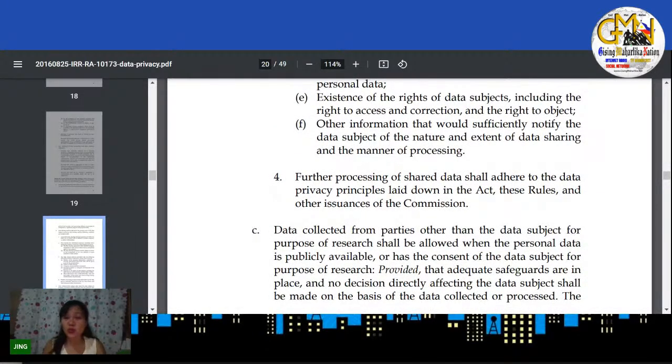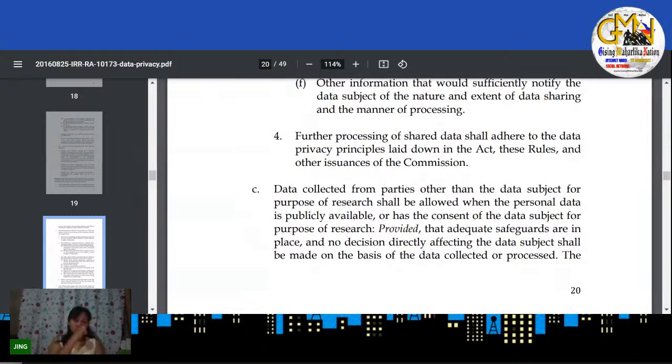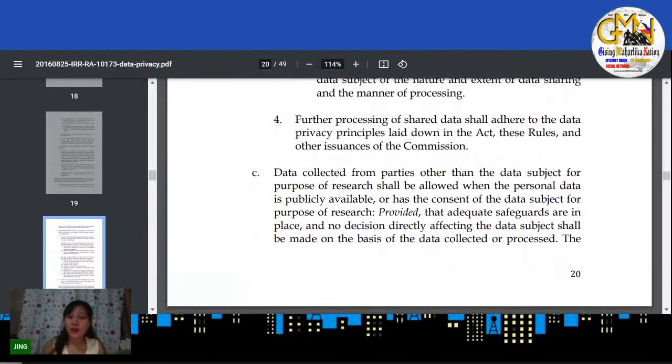Other information that would sufficiently notify the data subject of the nature and extent of data sharing and the manner of processing. Okay, number 4. Further processing of shared data shall adhere to the data privacy principles laid down in the Act, these rules, and other issuances of the Commission.